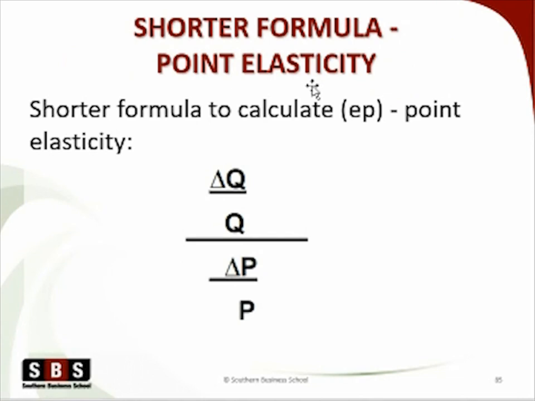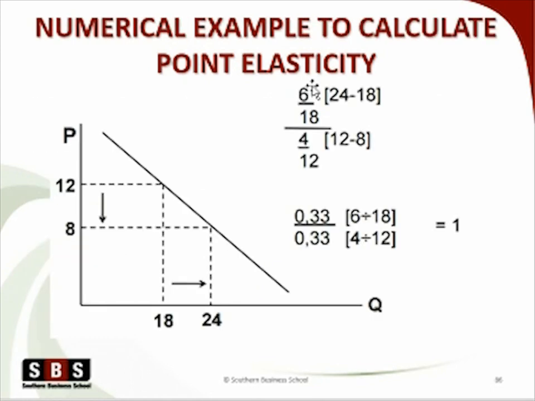Now the formula looks like this. That delta sign, that triangle you see there, stands for a change in quantity over the quantity. That gives you the percentage change in quantity. And the change in price over price gives you the percentage change in price. Everybody understand that, eh? Okay, so you will always get values.